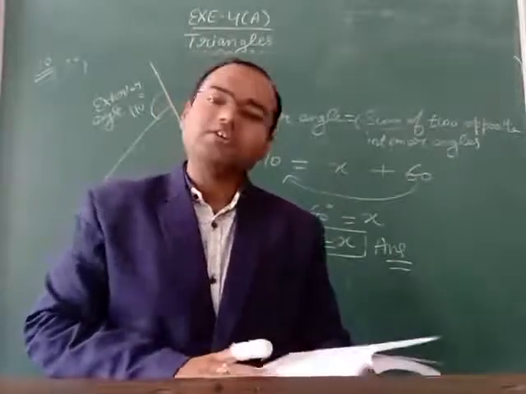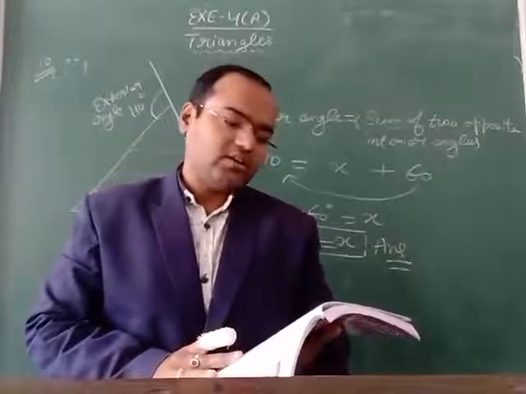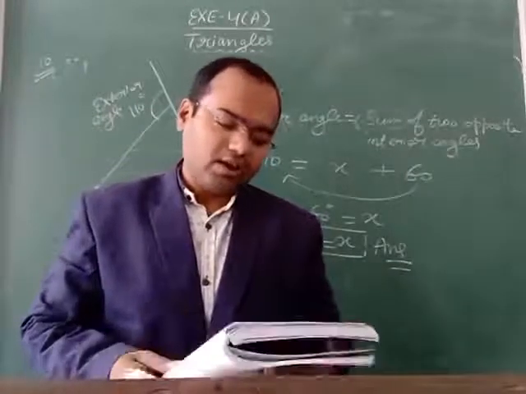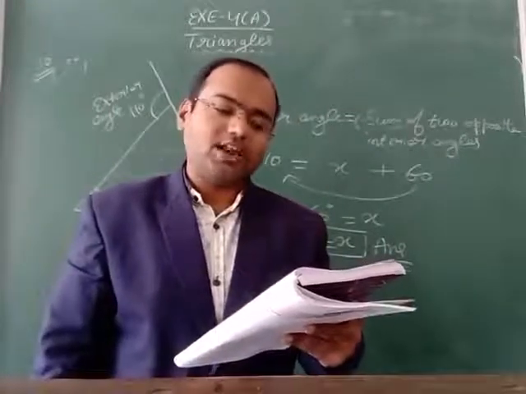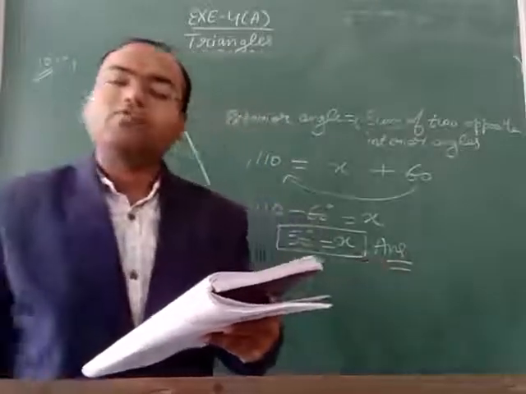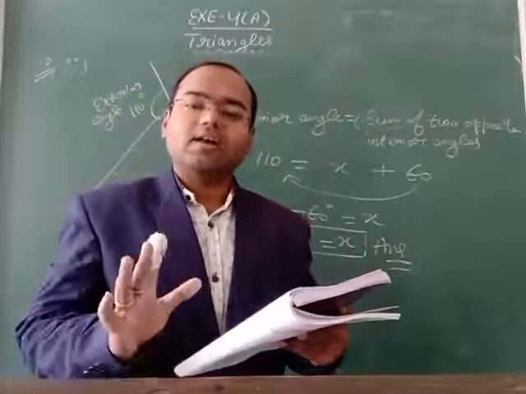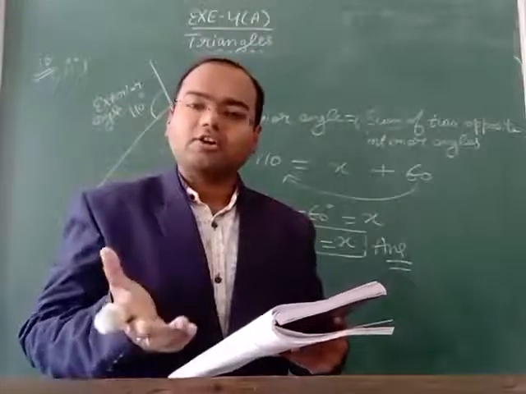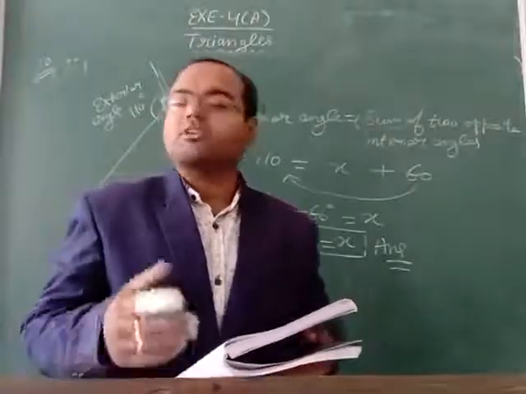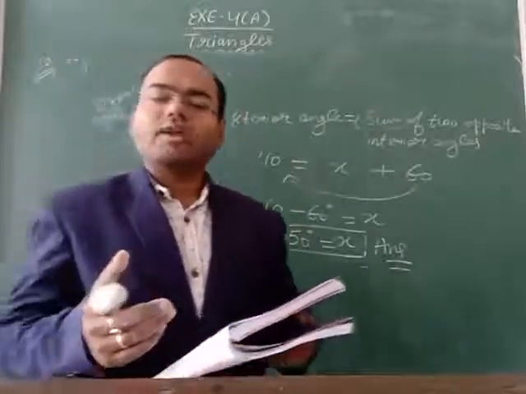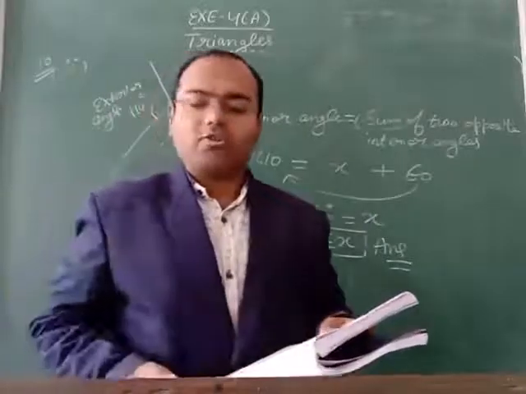And on the next page revision exercise is given. In this revision exercise you have to do question number 1 all the parts. What is question number 1? Question number 1 is classify the triangle. Classify means you have to write the name of the triangle, the type of triangle. I taught you 6 types of triangle. 6 means 3 on the basis of sides: scalene triangle, isosceles triangle, equilateral triangle, and 3 on the basis of angles: acute angle triangle, obtuse angle triangle, and right angle triangle. So that thing you have to write here.